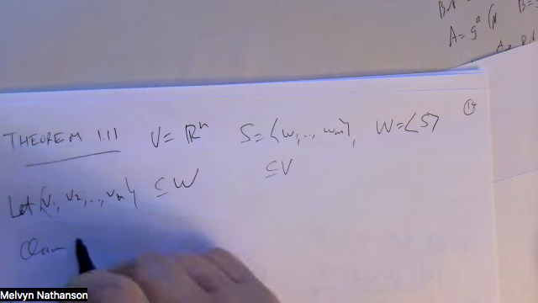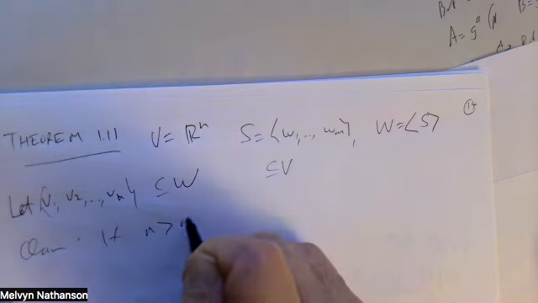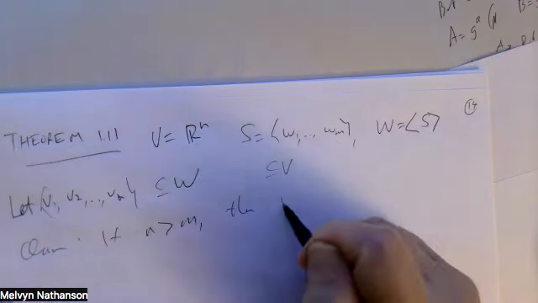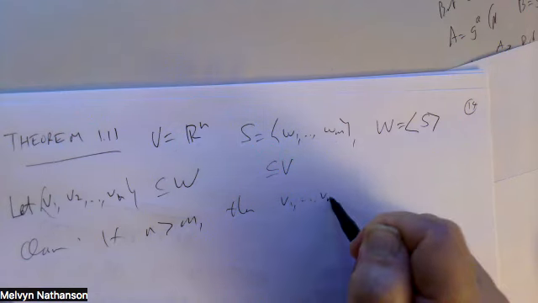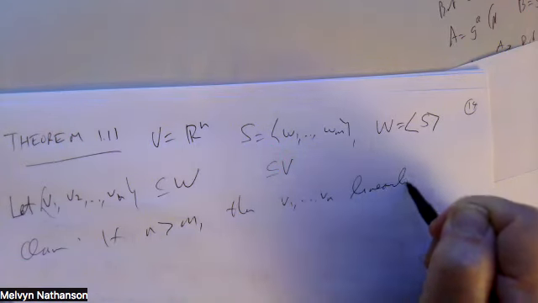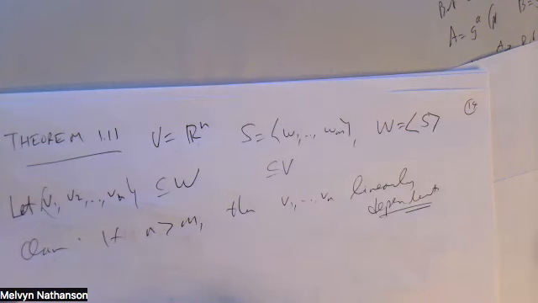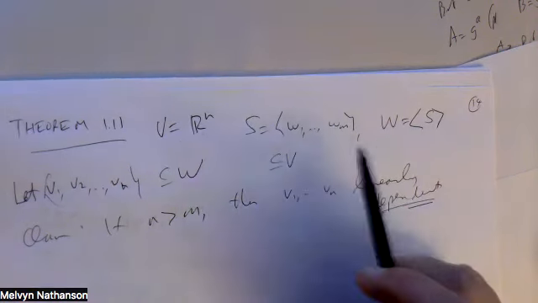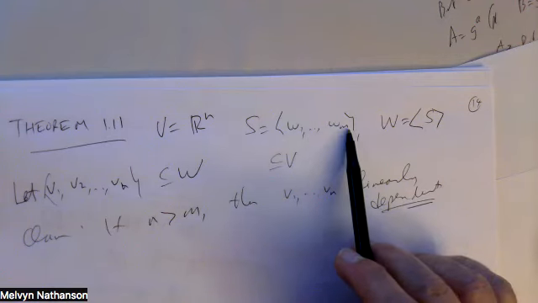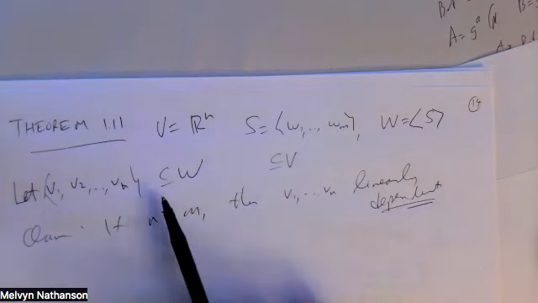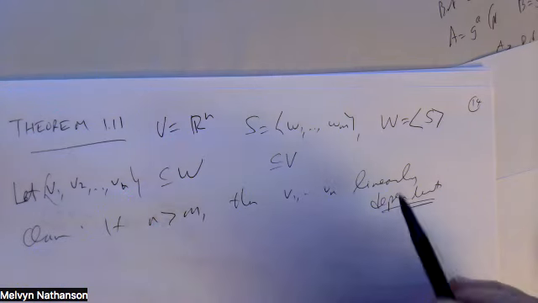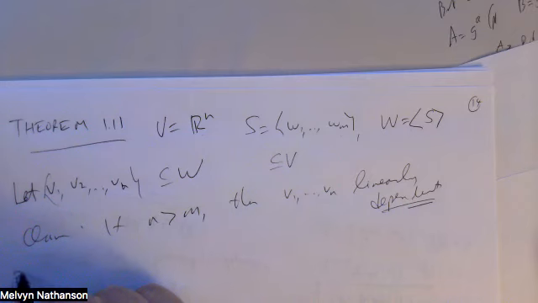I claim that if n is bigger than m, then the sequence V1 up to Vn is linearly dependent. So if you have a subspace generated by m vectors and a sequence of n vectors, and n is bigger than m, those n vectors must be linearly dependent. So what is the proof of that?